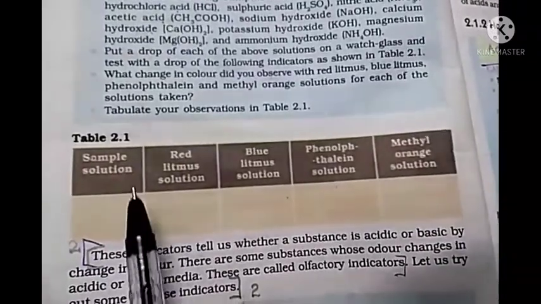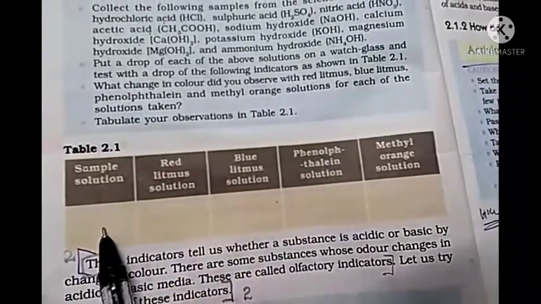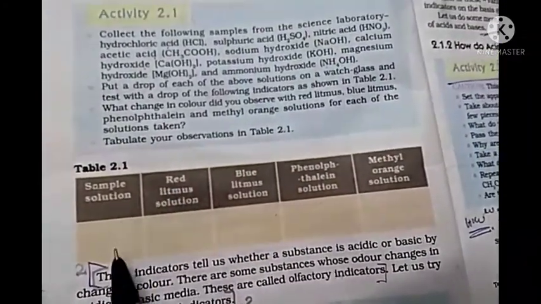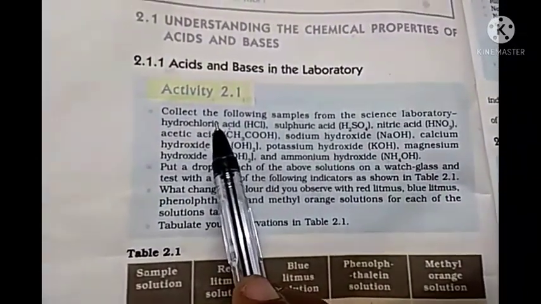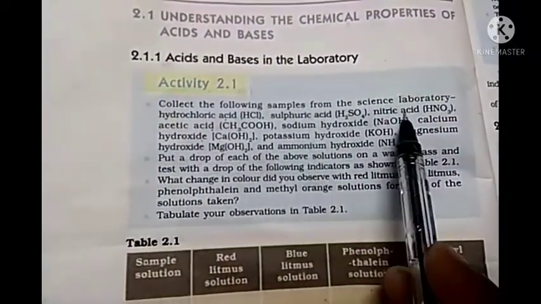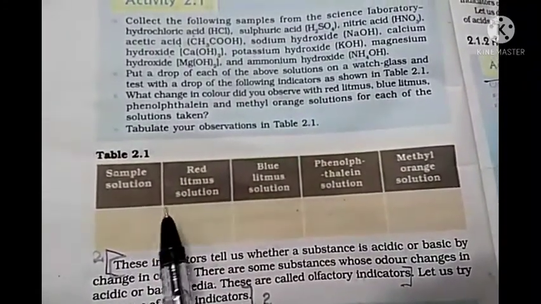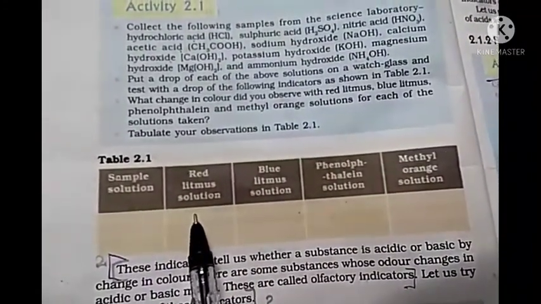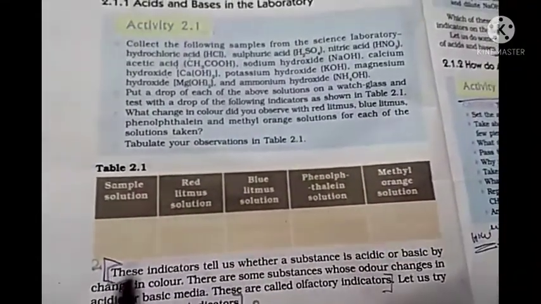Now here there is a table in your textbook, that is table 2.1. Here you have to write the sample solution, that is the first column. So in this column you have to write the names of the samples we are taking, that is hydrochloric acid, sulfuric acid, nitric acid, acetic acid, sodium hydroxide. These names you have to write in this column. Okay, then you have to write what is the effect of that solution on the red litmus paper and on the blue litmus paper, then on the phenolphthalein and on the methyl orange.